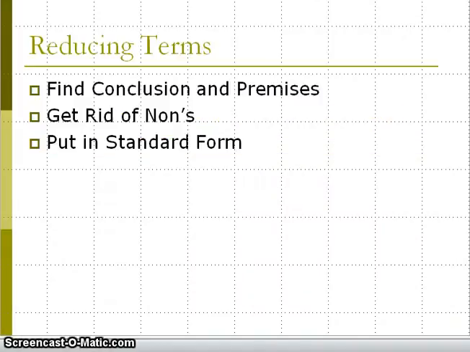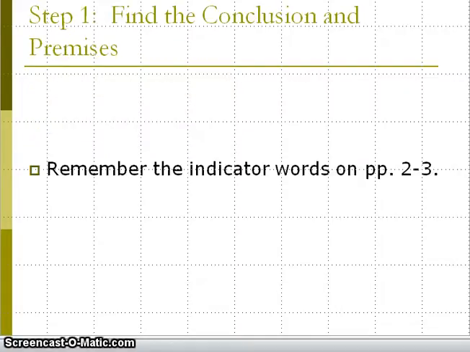So what we have to do is reduce terms. In doing that, we find our conclusion, we find our premise, we get rid of all the nons that would be in our statement, and then we put it in standard form. We want to look at how all this functions, so we'll go step by step. Step number 1, find the conclusion and the premise.